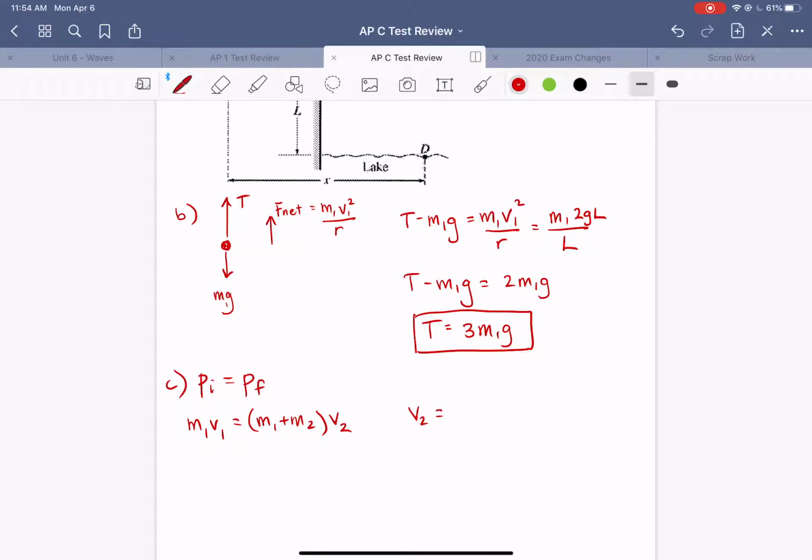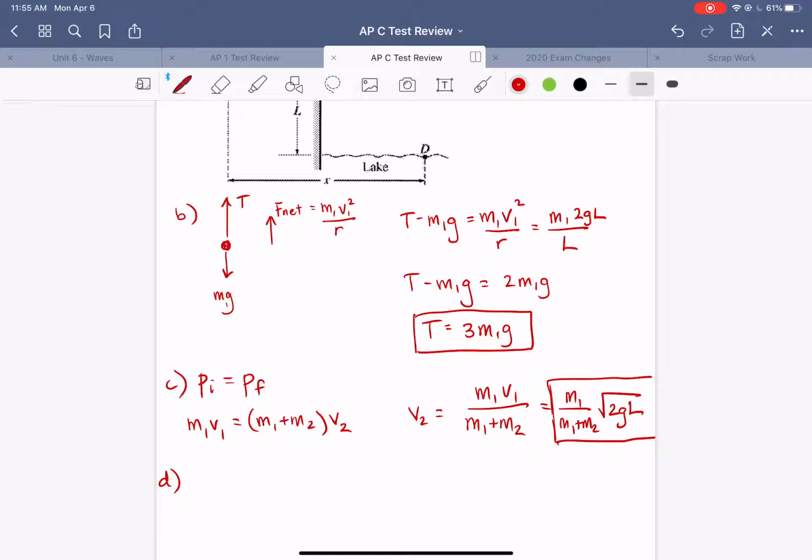So this v2 then is just going to be m1 v1 divided by m1 plus m2. And then we sub in our answer from part A, so we get m1 over m1 plus m2 times the square root of 2gL. All right, so that's 3 parts down.